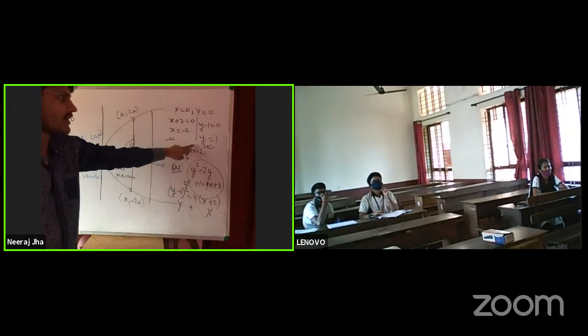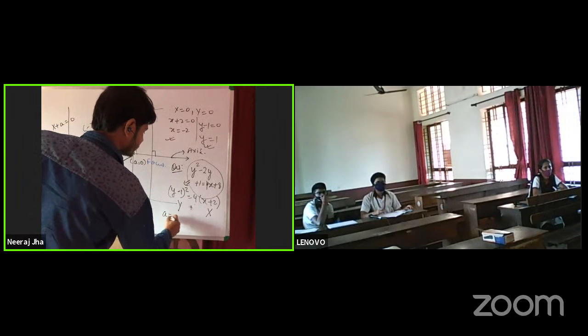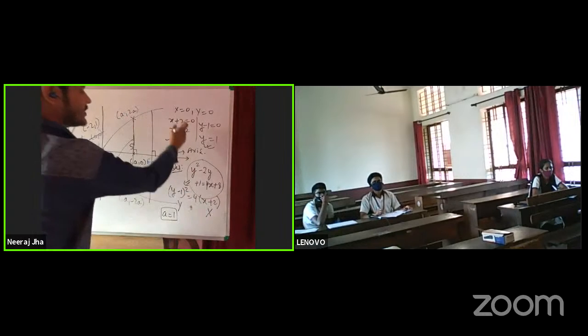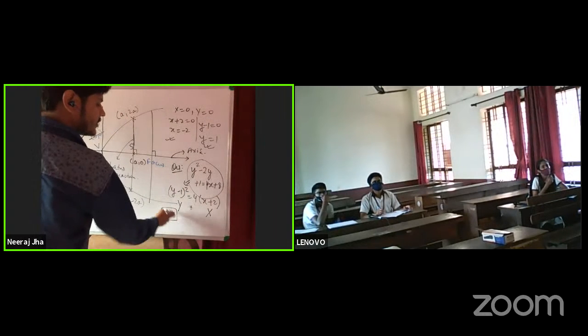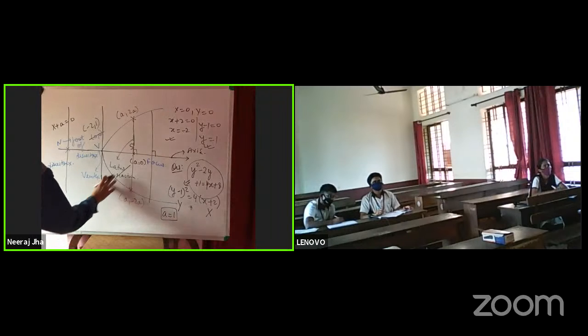X is equal to minus 2 and Y is equal to 1. Hence the vertex will be minus 2 comma 1. Similarly, the focus: for this, a is equal to 1. If you compare it with y square is equal to 4x, a is 1. So from this we will get capital X is equal to a and capital Y is equal to 0.